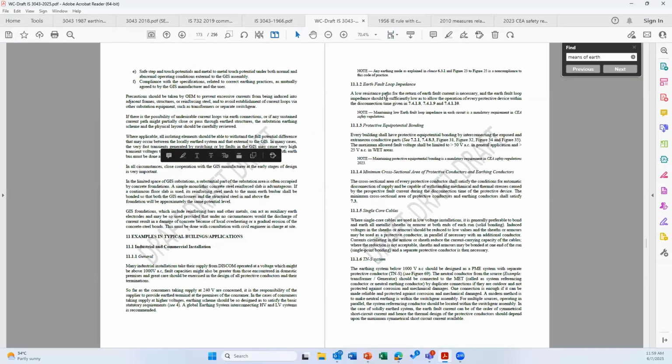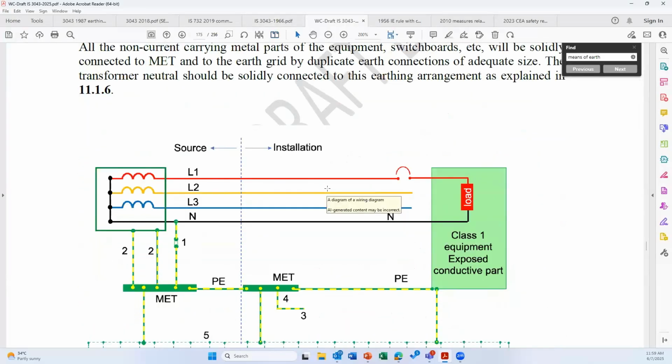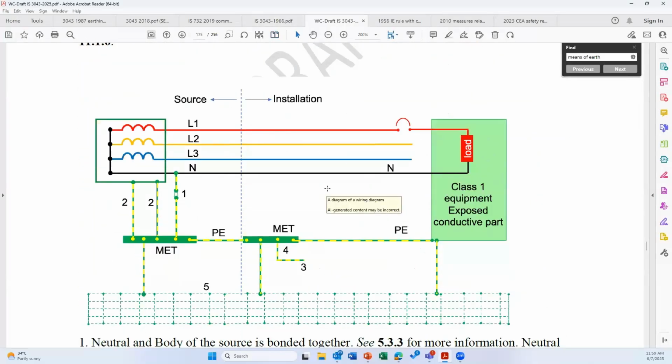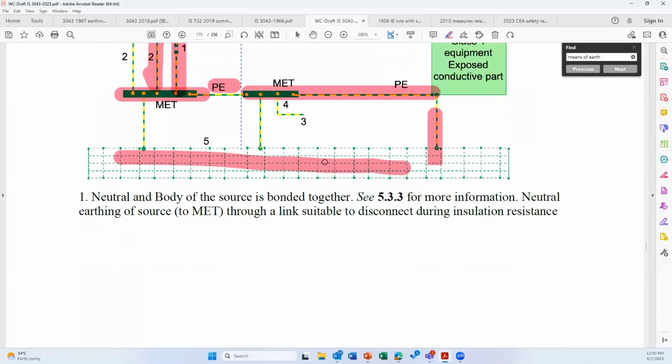Clause number 11, examples of typical building. Please note that these figures are not invented by the committee as new. These were already existing. This is the typical method of earthing in case you have a transformer. You see, you have the source, you have the installation, you have the transformer, you have a MET, a common bus bar. The body of the transformer is connected to the MET, maybe two connections, and the neutral of the transformer is connected to the MET. Then you have the PE conductor which goes to the exposed conductive parts of your installation. Additionally, you can also connect to a grid. So this is one of the pieces of information.